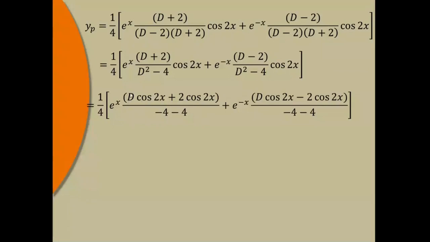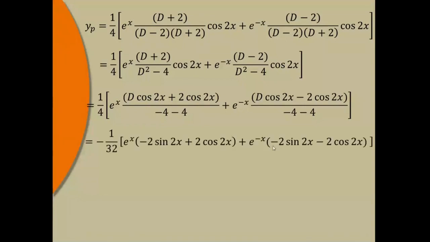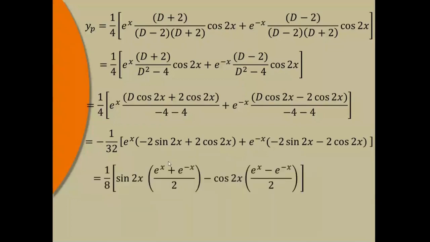And D means derivative, so find the derivative of these terms. The derivative of cos 2x is minus 2 sin 2x, same thing here. And if you want, you can further simplify it by collecting the cos terms together and the sin terms together. Okay, just collecting the terms together.